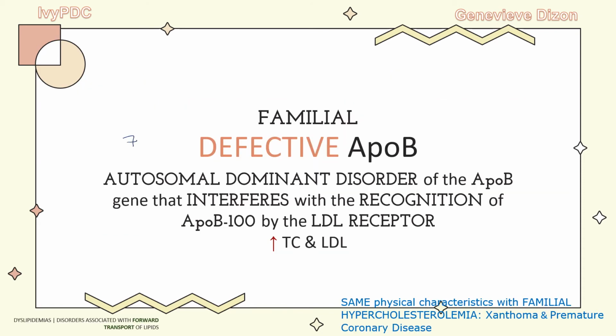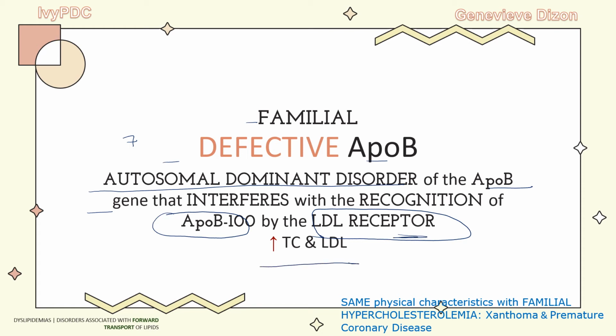The next dyslipidemia is the familial defective Apo B, which is an autosomal dominant disorder. This has something to do with the LDL receptor again, but this time, since the mutation is in the Apo B gene, the defect is in the Apo B-100, which interferes with the recognition of the receptor cell. Laboratory results would be increased total cholesterol and LDL.